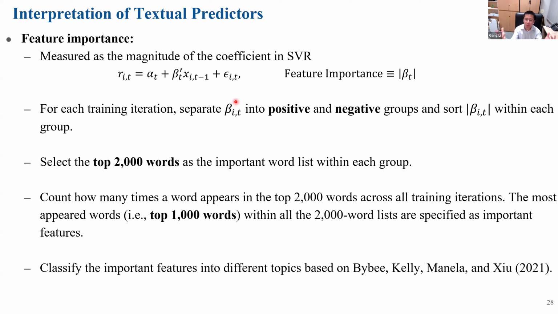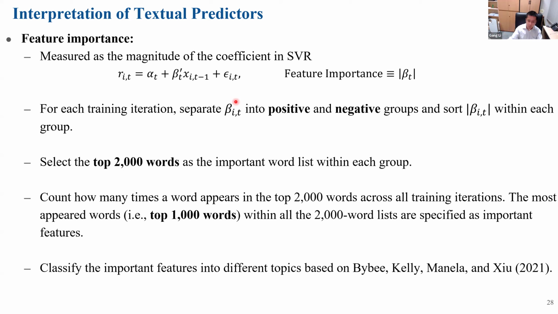For example, suppose we have a total of 10,000 words as features in SVR, and we first classify each word into positive and negative groups based on the size of their coefficient. So it has a positive effect and a negative effect. And then we select the first 2,000 words with the largest magnitude of the coefficient as an important information set within each group, positive and negative.